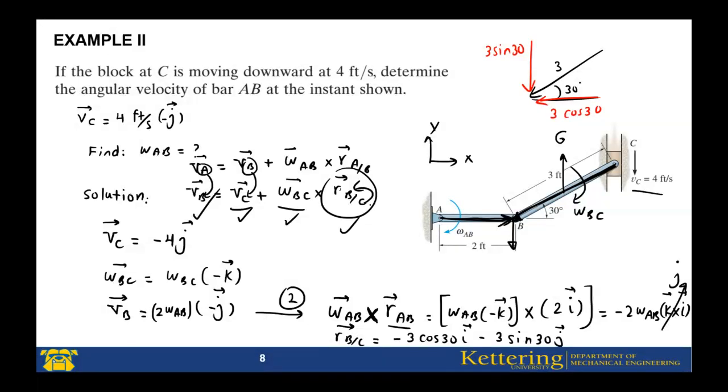Check mark. Now I found 4 vectors. What I need to do is just substitute into this equation, equating the i components and j components. Can I move to the next slide? Yes.